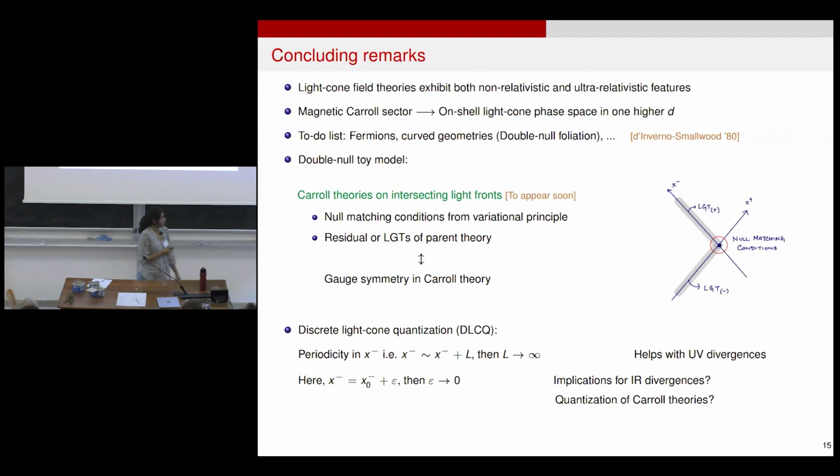So yeah, as I said before, in this light cone formulation, we have both relativistic and non-relativistic features, and we can try to see which of these features actually descend to Carrollian theories or Galilean theories and so on. And in the magnetic Carroll sector, we saw that we can describe the on-shell light cone phase space in one higher dimension using d-dimensional magnetic Carroll solutions, but not with the electric solutions.